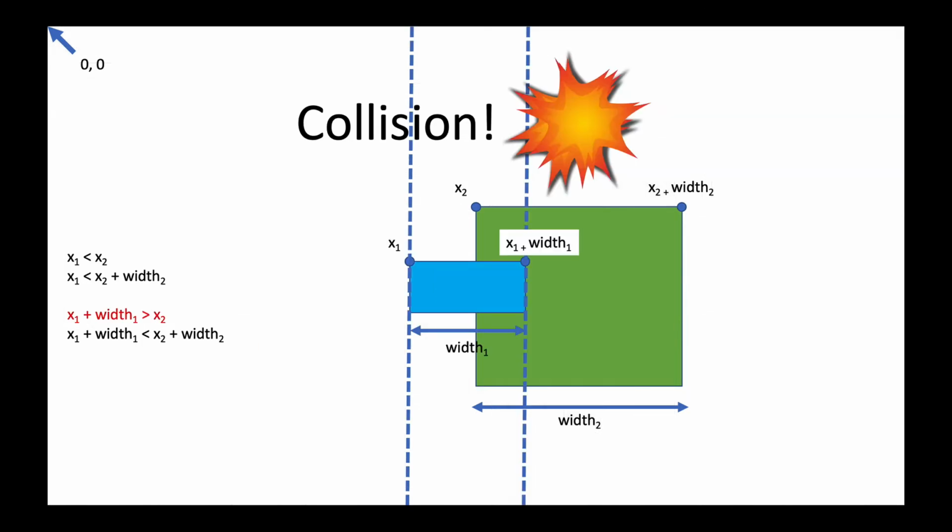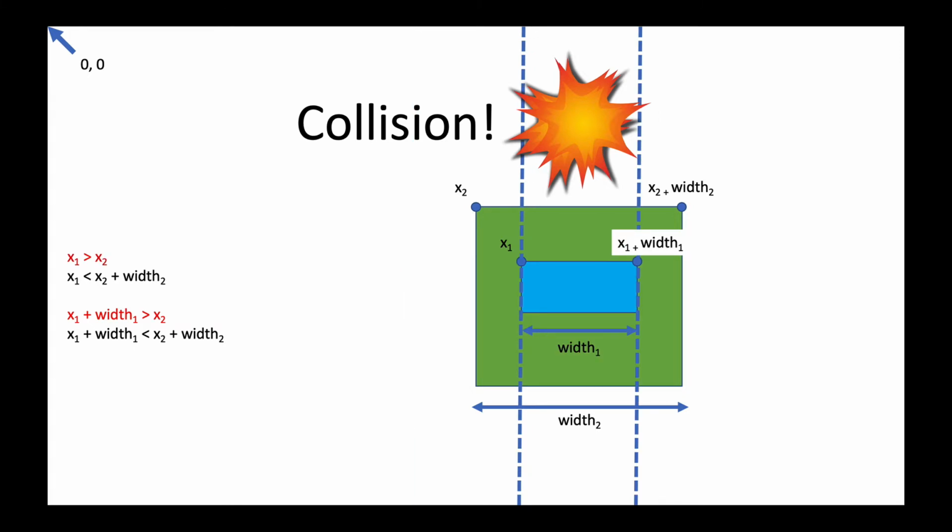So here we have our first collision. And I've highlighted in red what has changed in our 4 conditions. x1 is still less than x2, and x1 is still less than x2 plus width 2. However, x1 plus its width is now inside the rectangle, and so that is this situation right here. x1 plus width is now greater than x2. But x1 plus width is still very much less than x2 plus width 2.